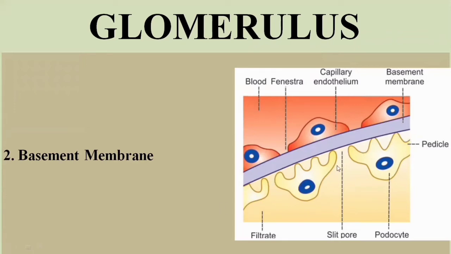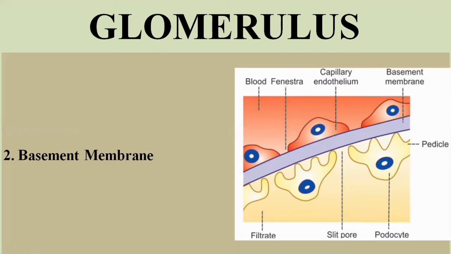And the Bowman's capsule layer is made up of epithelial cells. We will see it when we study the Bowman's capsule. So at the second side, the basement membrane is attached to the layer of the Bowman's capsule. This basement membrane basically acts as a barrier that separates the glomerulus from the Bowman's capsule, because on one side it is attached to the endothelial cells of the capillary membrane of the glomerulus, and on the other side it is attached to the epithelial cells of the Bowman's capsule.